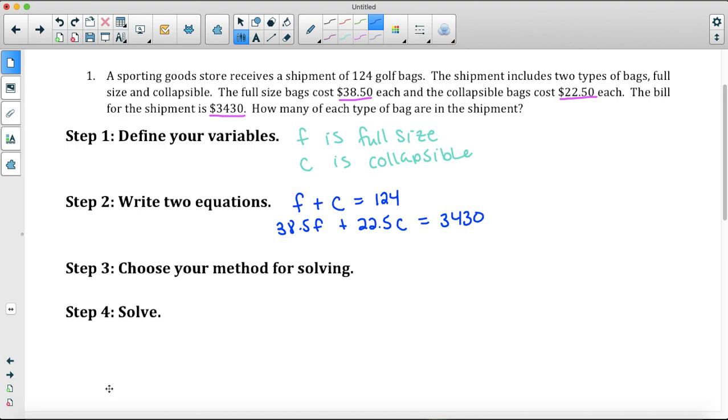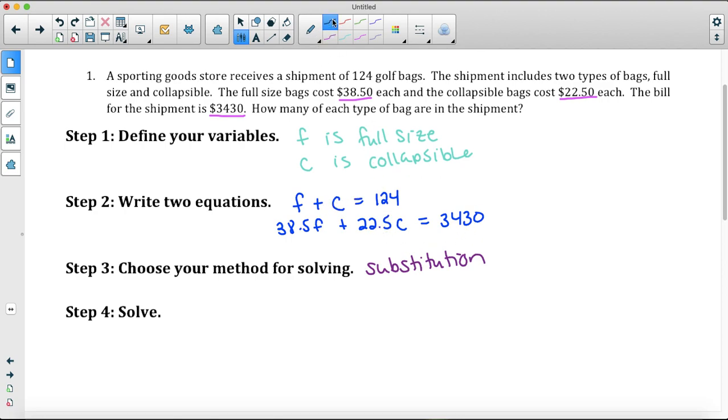Next, we're going to choose our method for solving. You can use substitution, elimination, or graphing. Since we're doing this algebraically, I'm going to use either substitution or elimination. Your method is up to you. I am going to choose substitution for this problem, because I can easily solve for one of the variables in the first equation and substitute it into my second one.